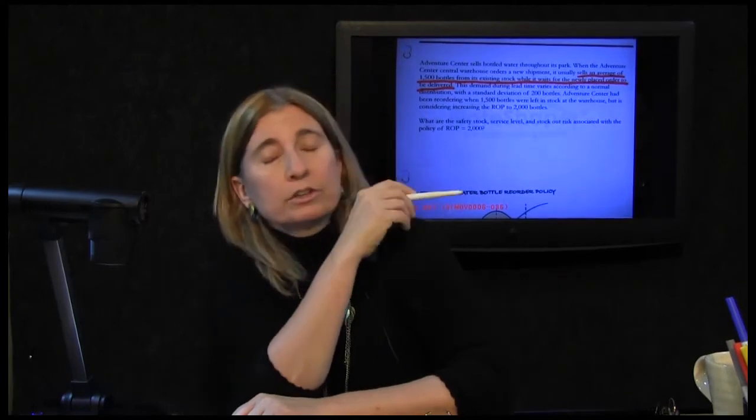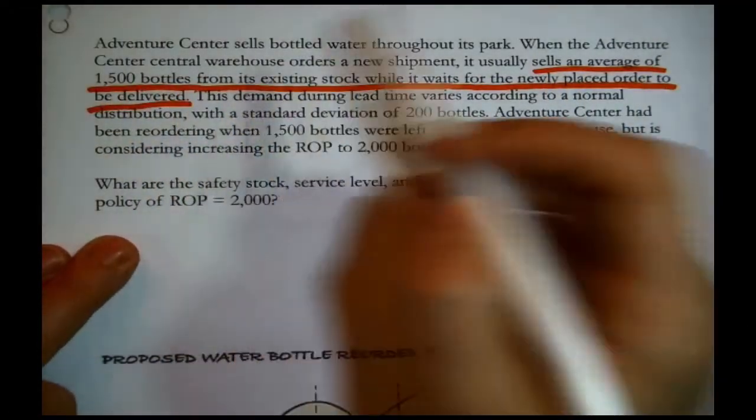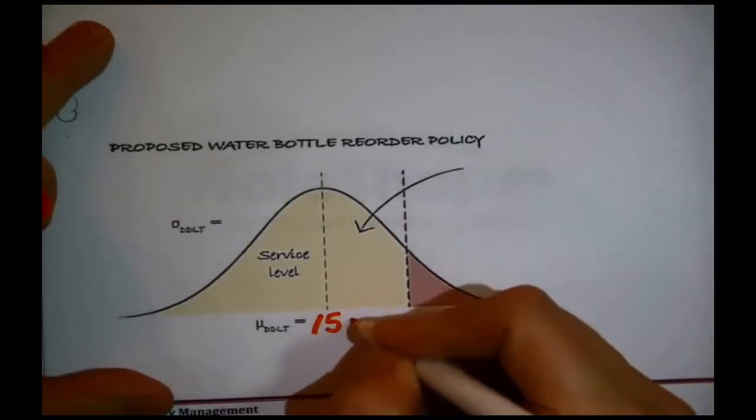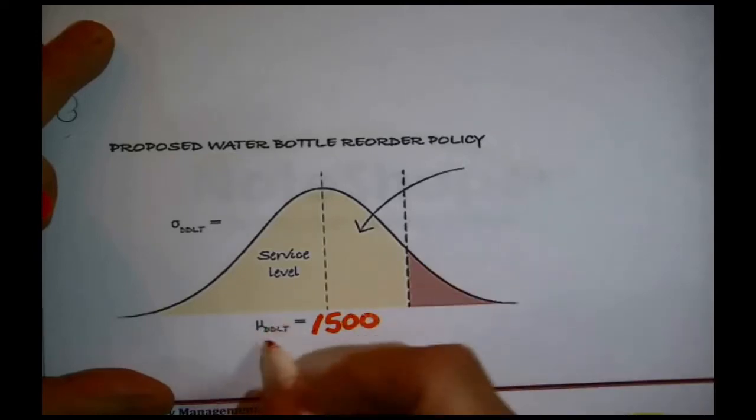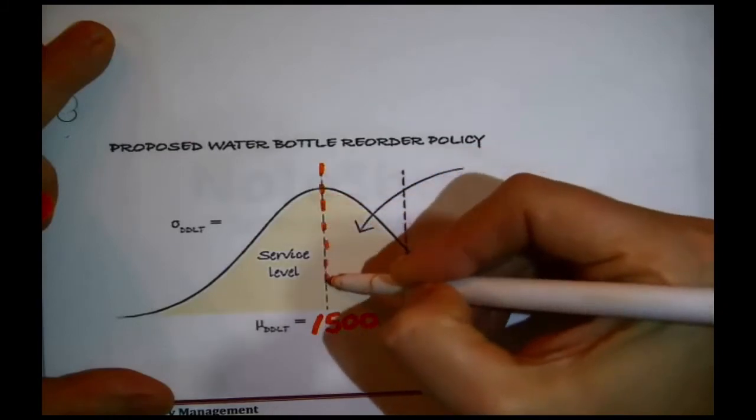Now, wait a minute. Why am I underlining all of that? Because setting a good reorder point is all about demand during lead time. And what I just underlined here in orange was a very important statement about demand during lead time. Where it says sells an average of 1,500 bottles during lead time, we just found mu, DDLT, the mean or the average demand during lead time. This image down here is pre-printed in the note frame.